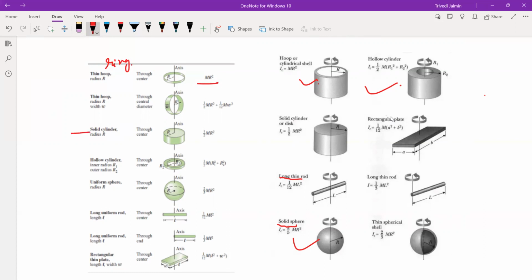Solid cylinder, hollow cylinder, uniform sphere, long rod, that is uniform rod, 1/12 MR square, uniform rod with a length L square.